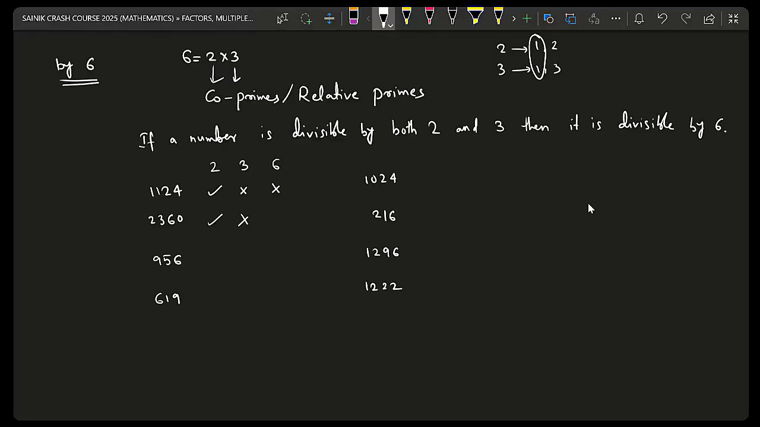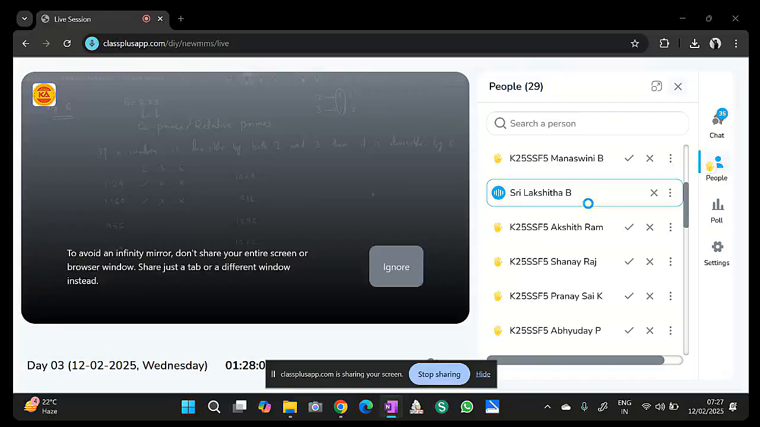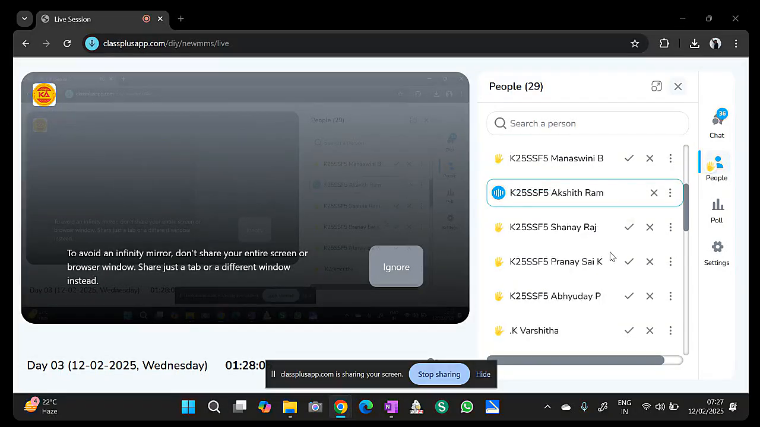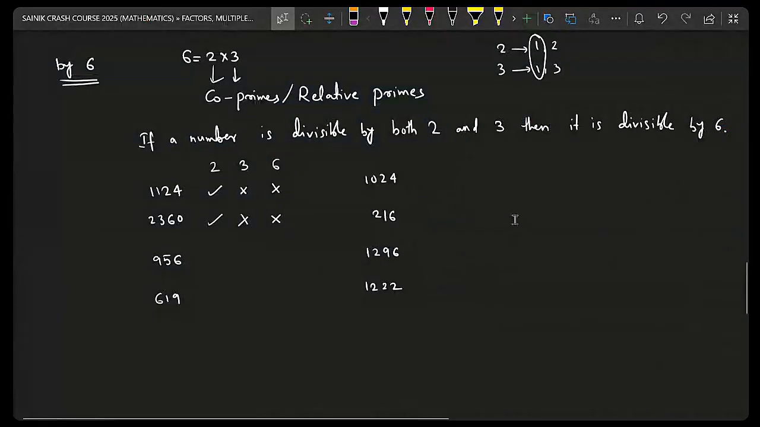So can I say it is divisible by 6 or not? Sir, not divisible, because 2 is divisible, but 3 is not divisible. Yes, very good, very good. You can mute yourself. And Akshit, can you explain the next number, 956?